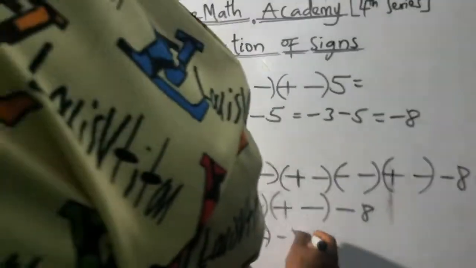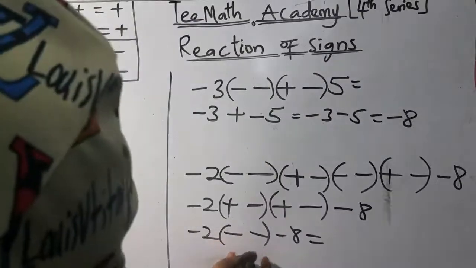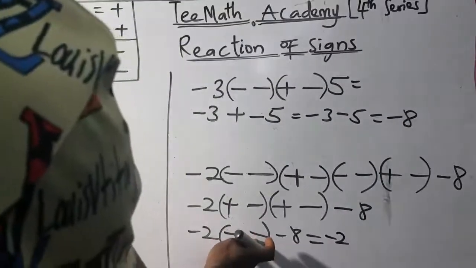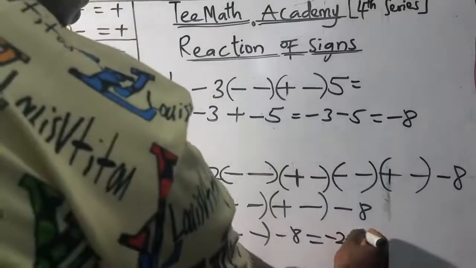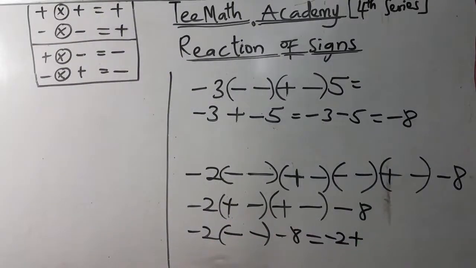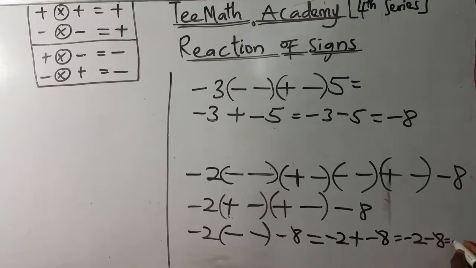So you can group this again like I've done. So minus 2, okay, minus times minus is plus. So you say plus. Alright, then minus is here, you put the minus 8. So here you have minus 2 plus times minus is minus 8. So minus 2 minus 8 is minus 10. It's as simple as that.